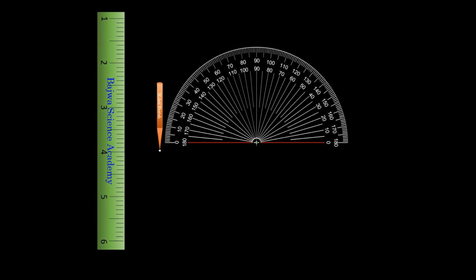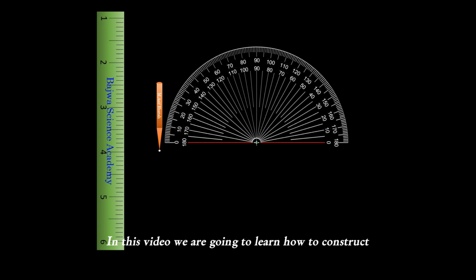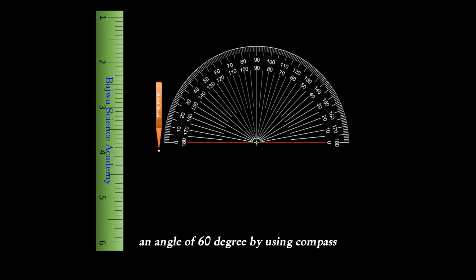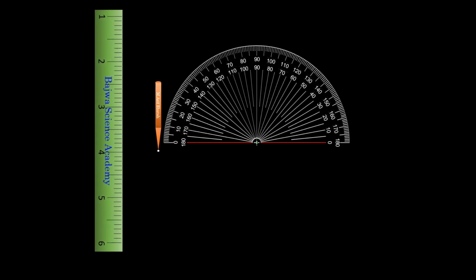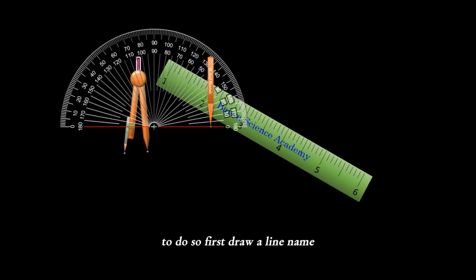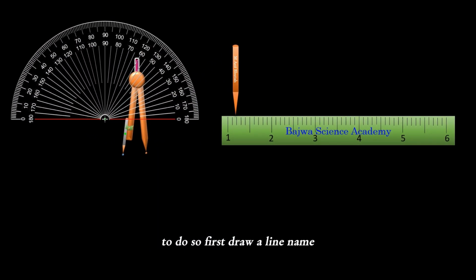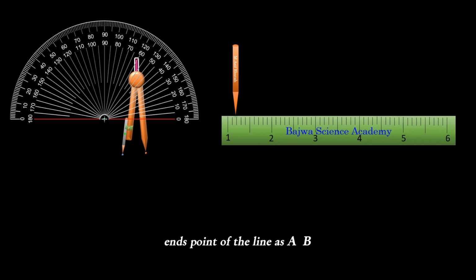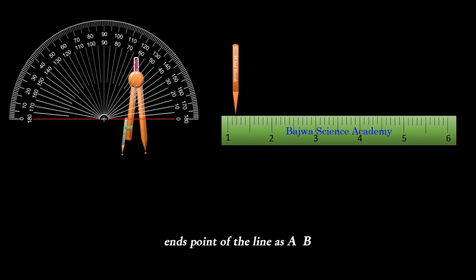Assalamu alaikum. In this video, we are going to learn how to construct an angle of 60 degrees by using a compass. To do so, first draw a line, and name the end points of the line as A and B.